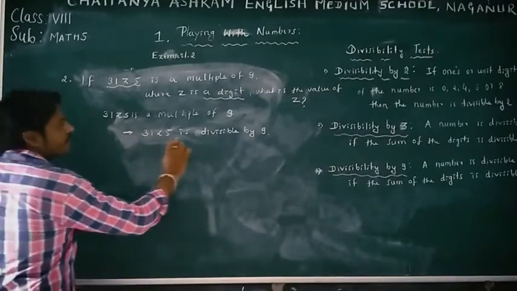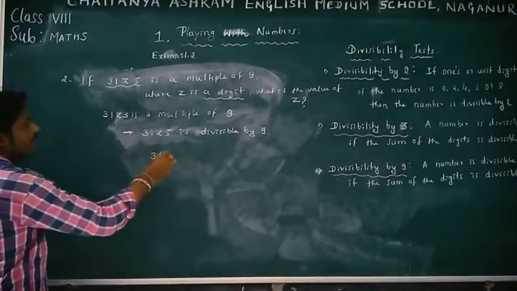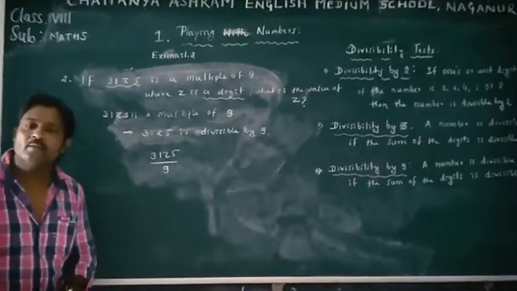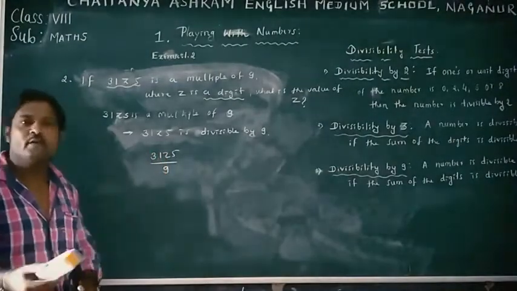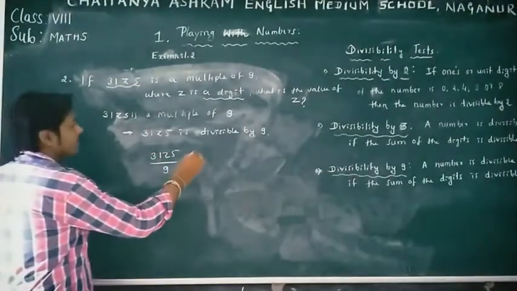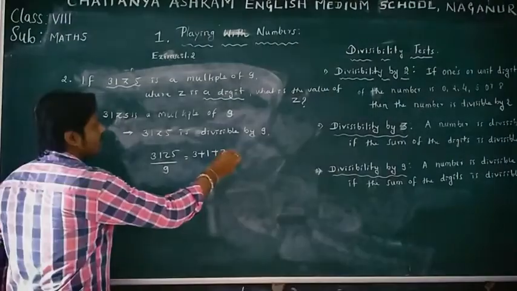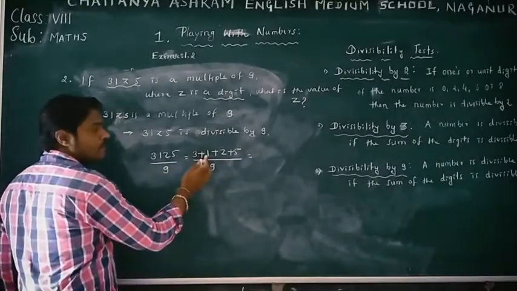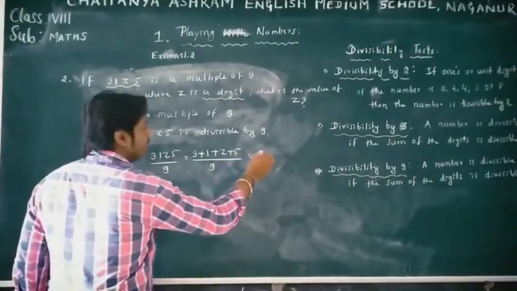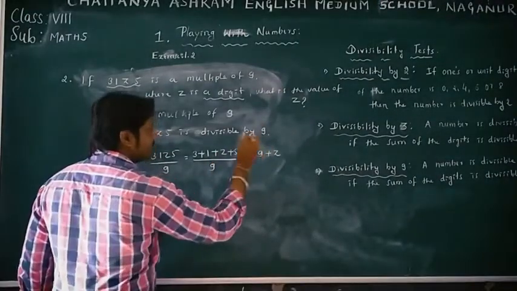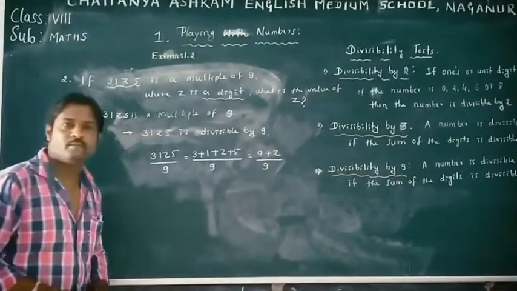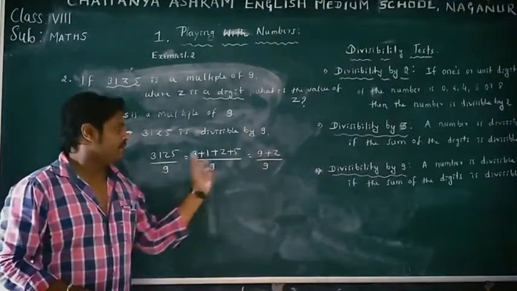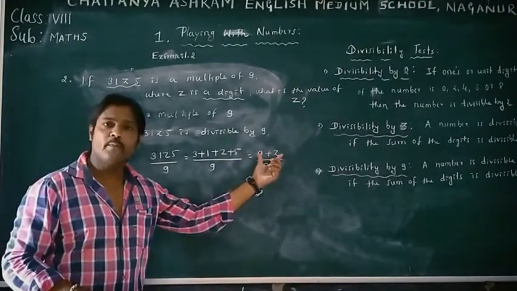Now, this number is divisible by 9, right? What is the divisibility rule of 9? A number is divisible by 9 means the sum of its digits is also divisible by 9. That is (3 plus 1 plus Z plus 5) by 9. This is equal to 3 plus 1 is 4, 4 plus 5 is 9, plus Z, divided by 9. So this is the sum. This number is divisible by 9 means the sum of the digits is also divisible by 9.